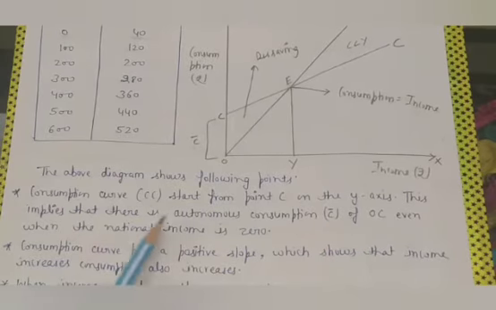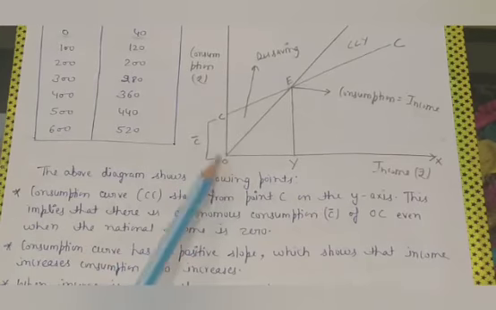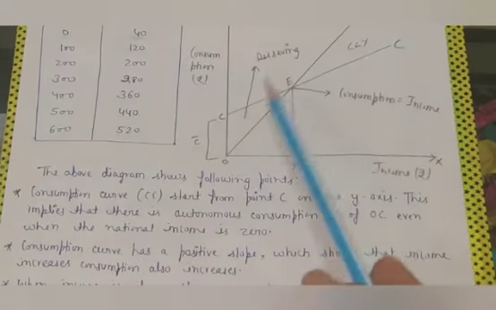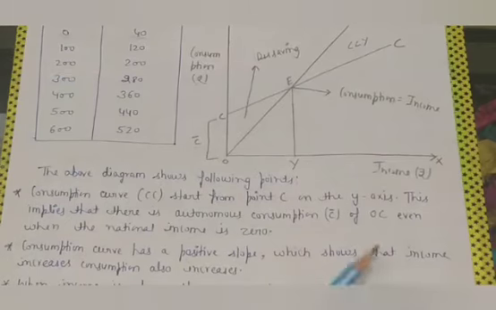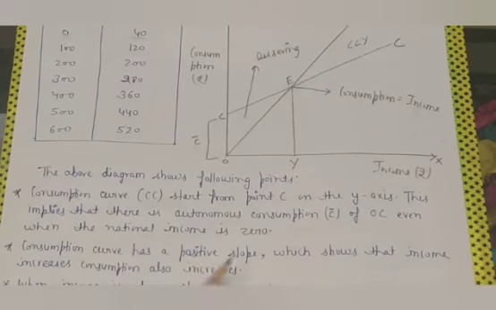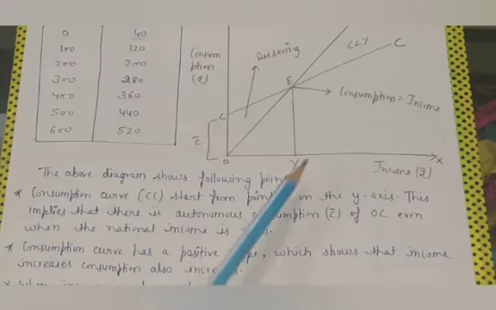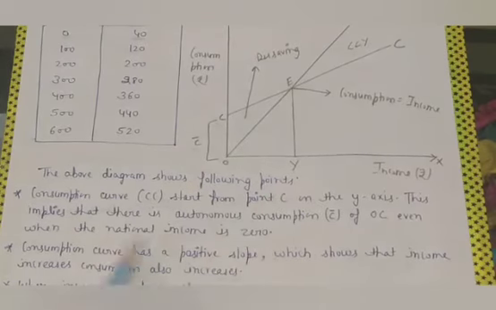Even when the national income is zero, there is consumption at the origin. Next point, the consumption curve has a positive slope, which shows that as income increases, consumption also increases. We have already discussed this.